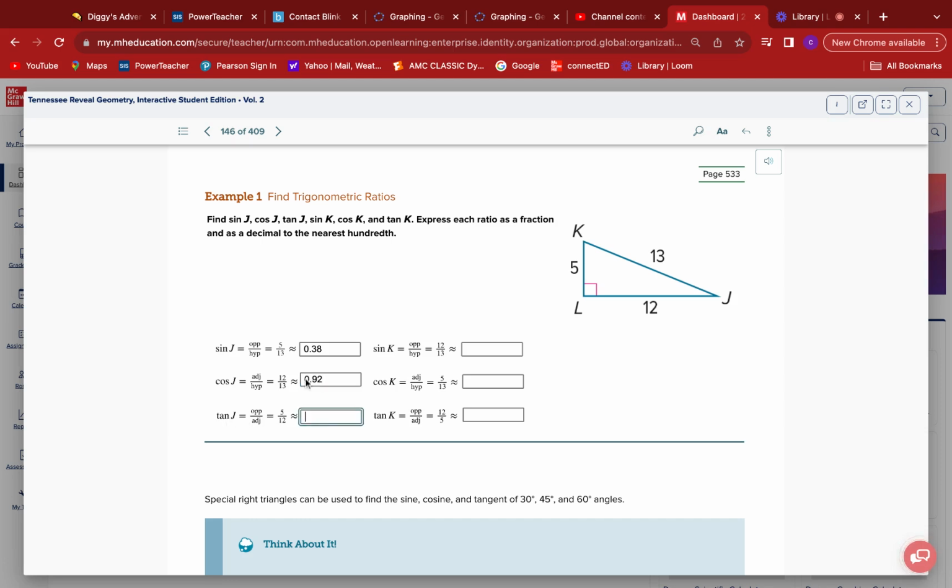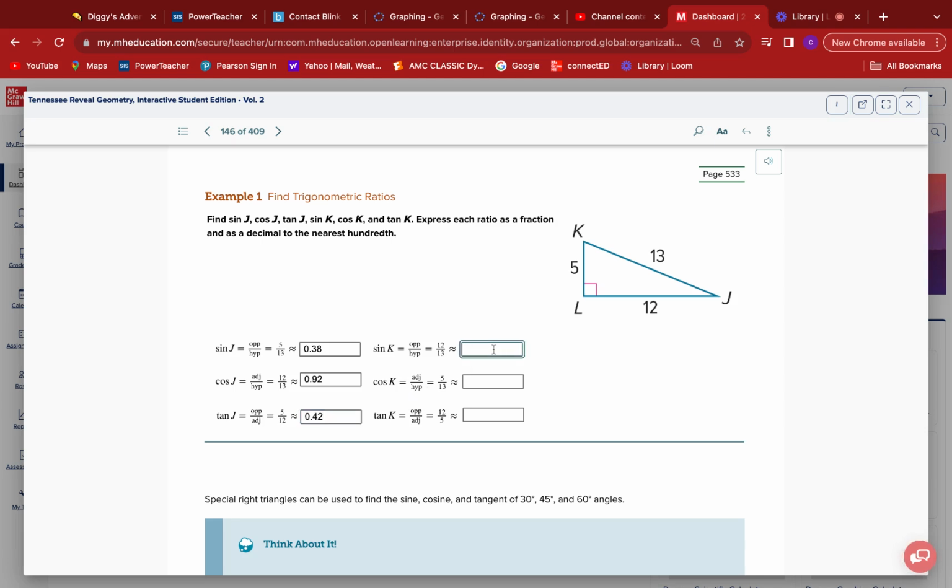All right, tangent of J. Again, here's our theta J. Tangent is opposite divided by the adjacent. So 5 goes over 12, and 5 divided by 12 is 0.4. Now the 1 has a 6 behind it, so that 6 makes that 1 round to a 2.